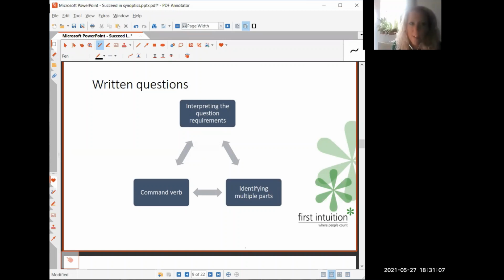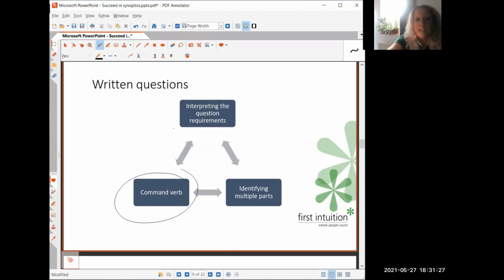3 things I think are really important in tackling written questions. The first thing is, what's the command verb? We'll look at what some command verbs are in a moment, but make sure you take note of what you're being asked to do.